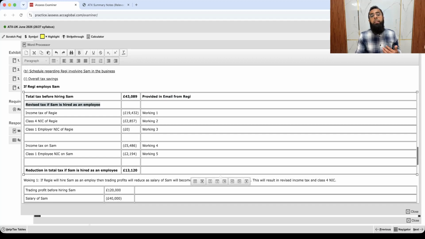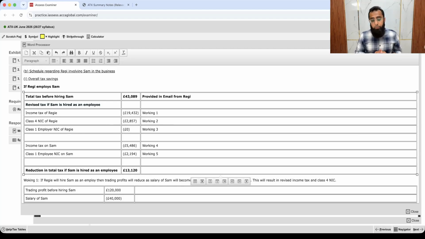Now what will be the revised taxation? Income tax will revise, class 4 NIC will revise, class 1 employer NIC will revise because you are hiring an employee, income tax on Sam will arise, and class 1 employee NIC on Sam will arise.